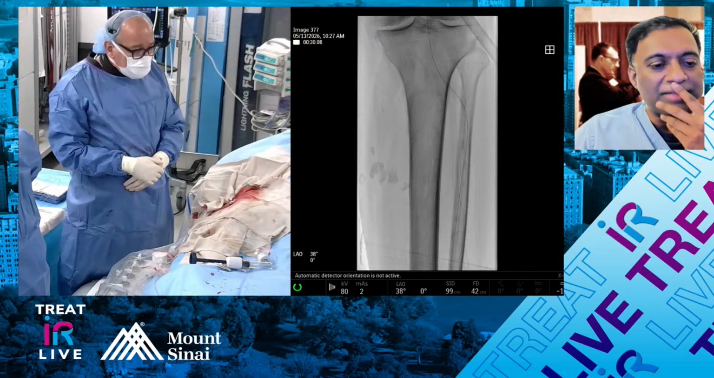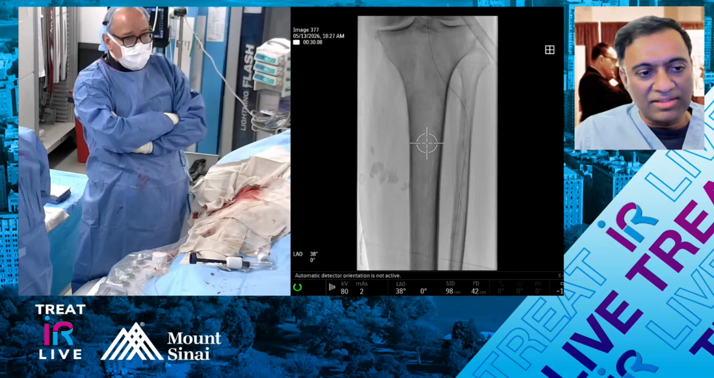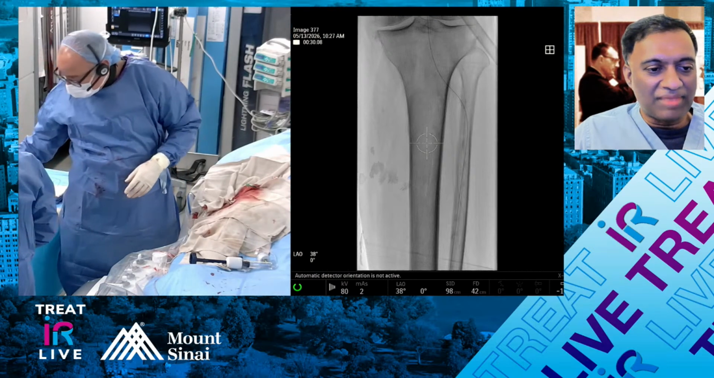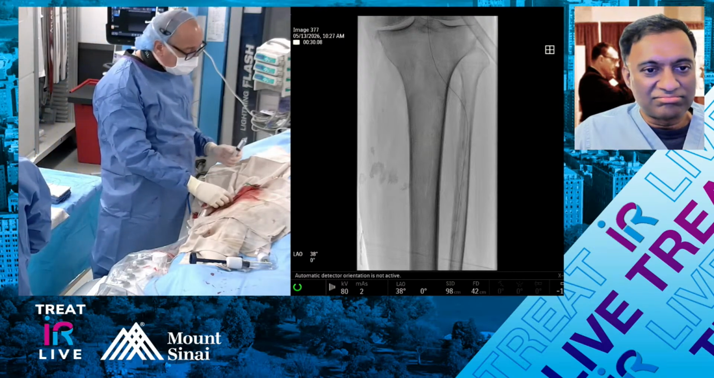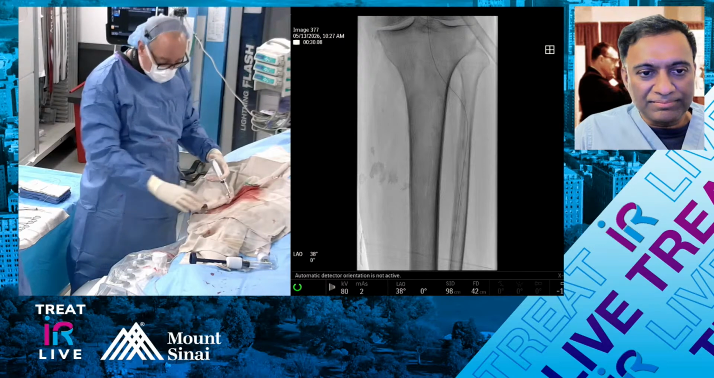Yeah, I tend to do 100 units per kg just to get them therapeutic, and then I'll check the ACT in 5 to 10 minutes, and then yeah, 250 or above, I'm pretty happy. Yeah, this patient's got now a total of 6,000, and if we can keep it between 250 and 300, I'm going to be pretty happy.